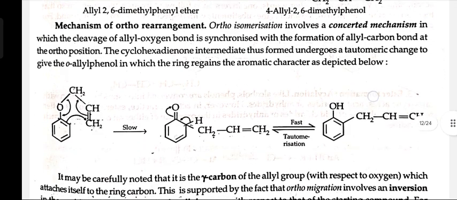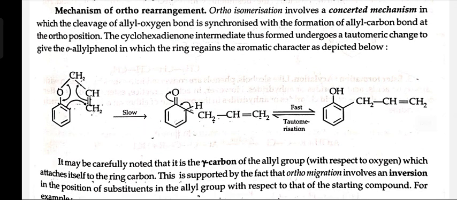Mechanism of ortho rearrangement. Ortho isomerization involves a concerted mechanism in which the cleavage of the allyl oxygen bond is synchronized with the formation of the allyl carbon bond at the ortho position. The cyclohexadienone intermediate thus formed undergoes a tautomeric change to give the ortho-allyl phenol, in which the ring regains its aromatic character, as depicted below.